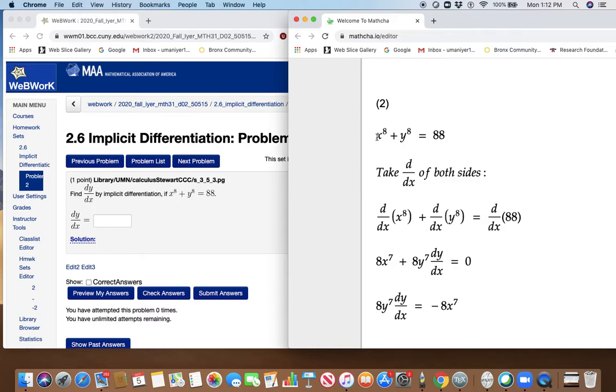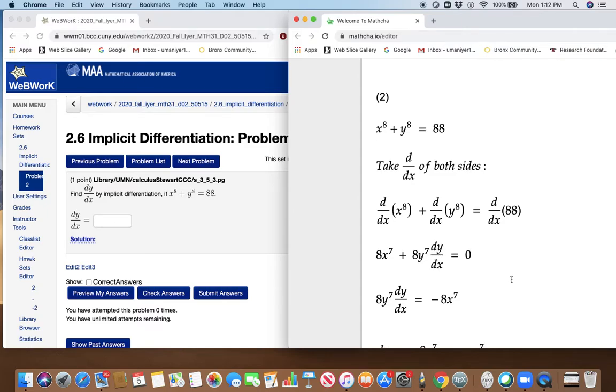So d by dx of x to the 8 plus d by dx of y to the 8 equals d by dx of 88. This is a constant, so derivative is 0. x and x are the same variables, so the usual rules apply. 8 comes down, power reduces by 1. Plus x and y are different variables, so first power rule, 8 comes down, power reduces, and then times derivative of y with respect to x. That's the chain rule that you need to multiply.